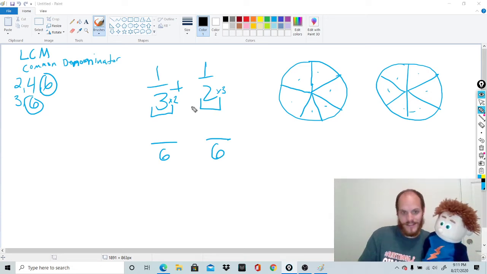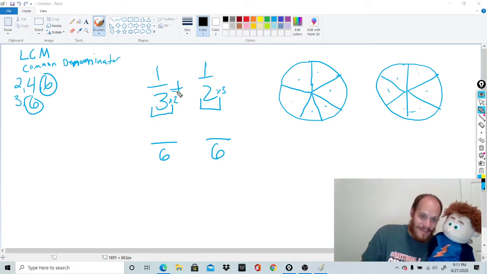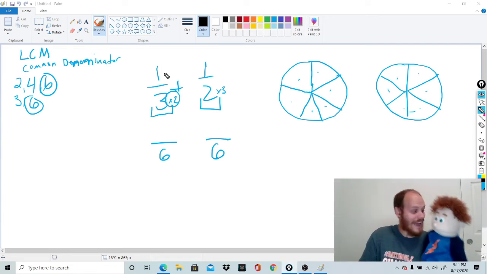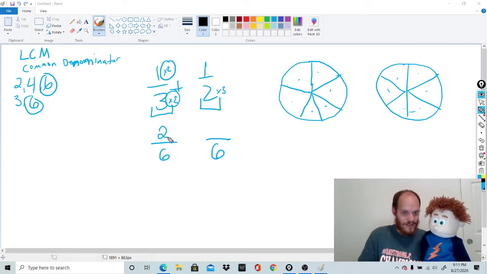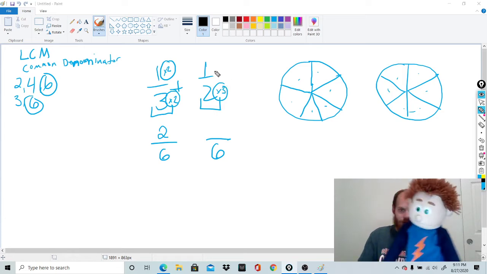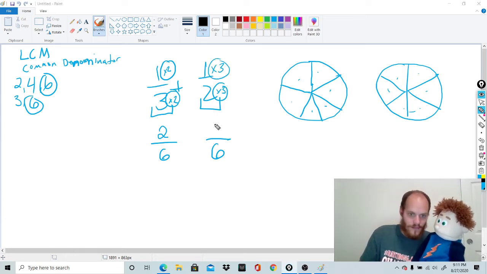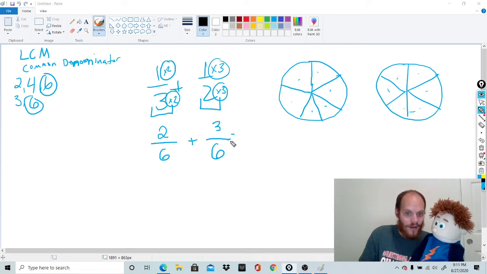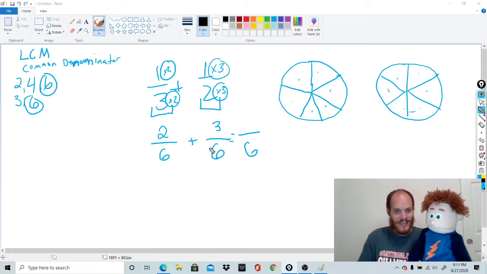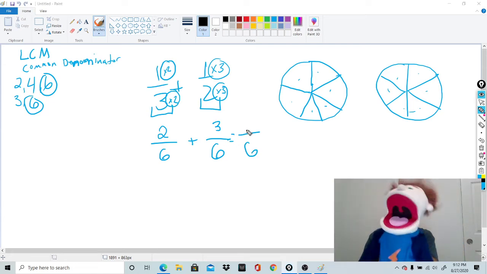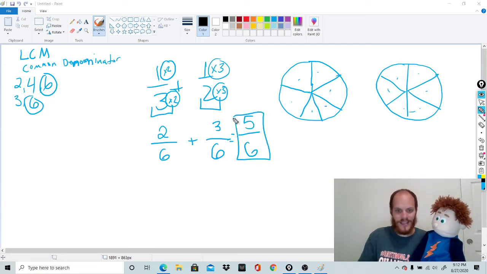Okay, sorry. So you have to change the numerator by the same thing. So if I multiply this one by 2, I have to multiply my numerator also by 2. Are you with me? So that means 1 times 2 is 2. What did I multiply this one by? 3. So what do I need to multiply the numerator by? 3. Exactly, 3. So this becomes 3/6. Now, my denominators are the same. So all I do is keep the denominator the same, and I add across, which is 5/6. Exactly, 5/6, and you're done.